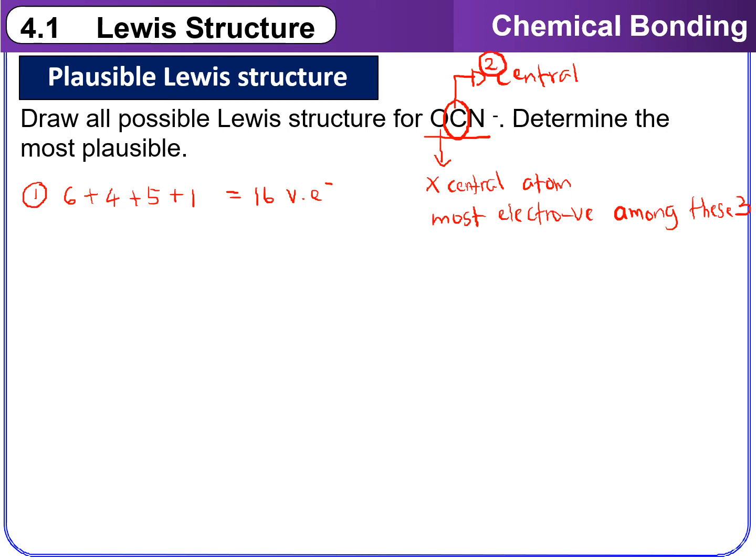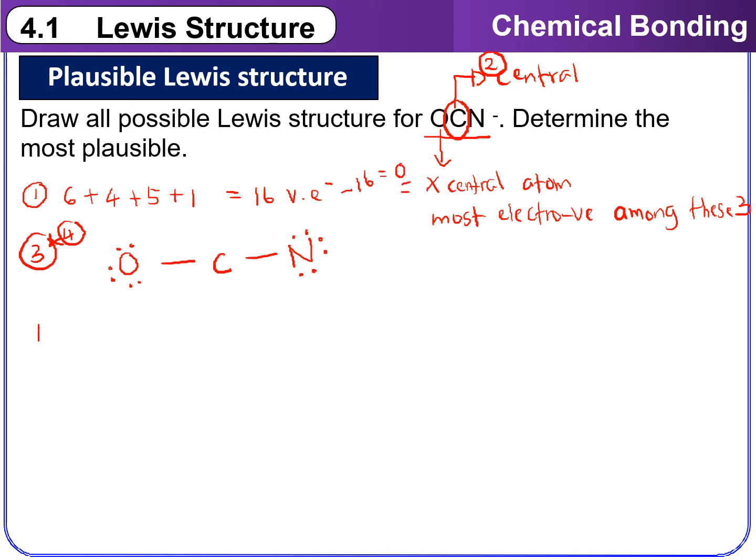So step number 3, we are going to draw the skeletal structure. So O connected to carbon and then carbon connected to nitrogen. Step number 4, we are going to assign electrons to the terminal atoms until octet, which here are oxygen and nitrogen. Because there are 2 terminal atoms, each needing an octet, 8 times 2 is 16, minus 16, there is no extra electron.